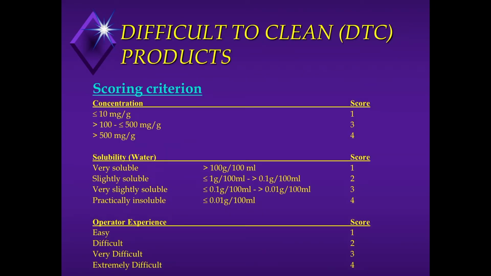I would like to stay more on this slide so that you can understand how to do scoring to find out which is most difficult to clean. If the concentration is less than 10 milligram per gram, the score is 1. It is easy to clean in this case. But if concentration is 500 milligram per gram, the score will be 4 and it is most difficult to clean. Similarly, if it is very soluble in water, the score will be 1 and it is not so difficult to clean as compared to practically insoluble.